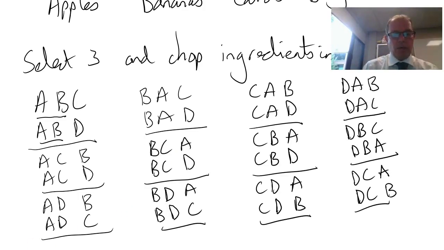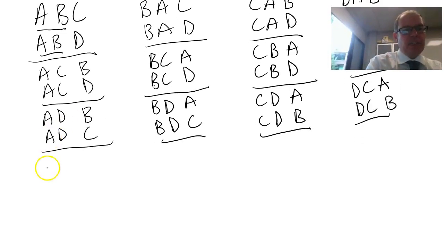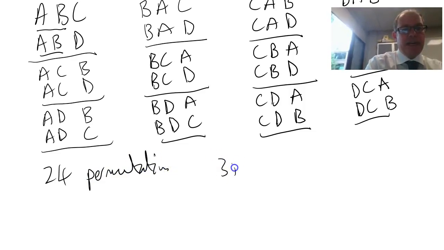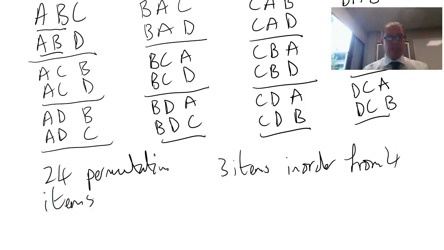Okay, so here we go, and I've done the systematic method, and you can see that we actually have 24 different permutations. So by using the systematic way of counting, we've got 24 permutations of taking 3 items in order from 4 items. Wow, this is really tricky, isn't it? And making sure you haven't missed one, etc. So there must be a better way.